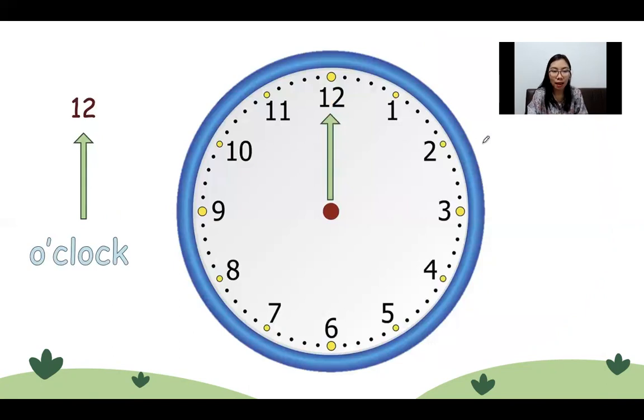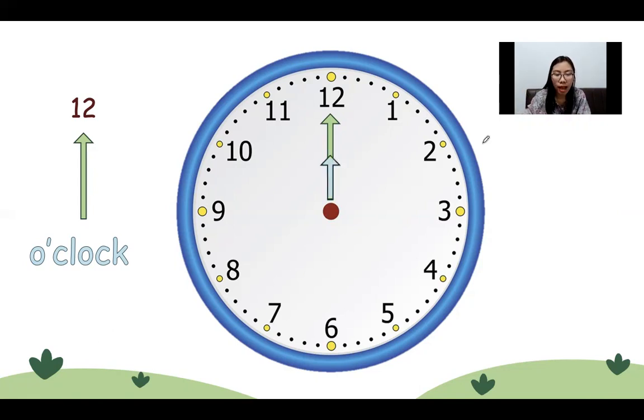Now in telling time, if the long hand points at 12, it means it's another hour. We say o'clock. So remember, if the long hand points at 12, it means o'clock. And then the short hand will point at the different numbers.